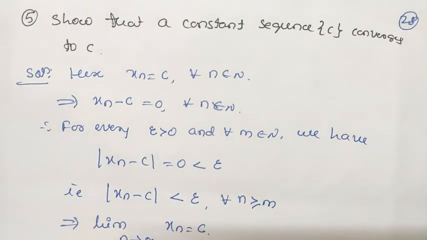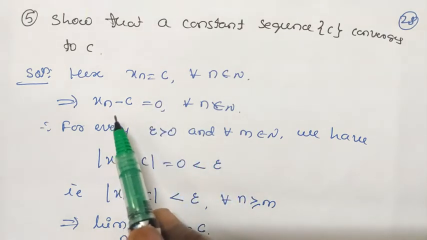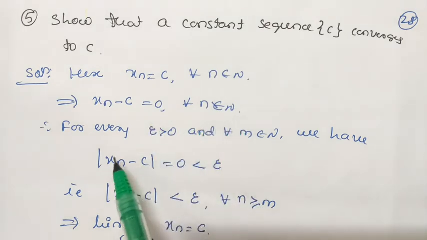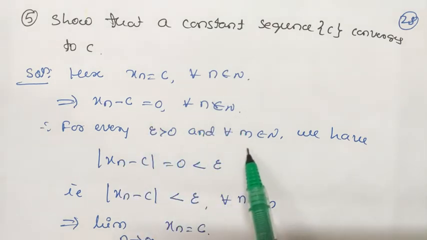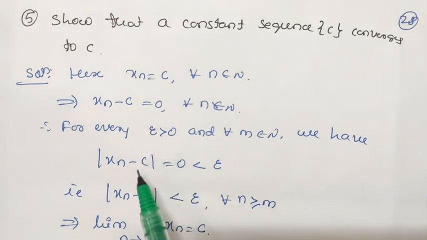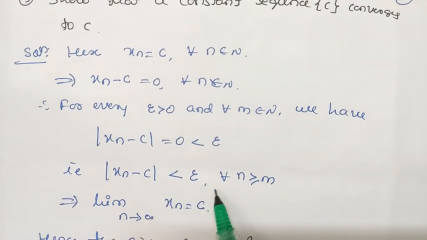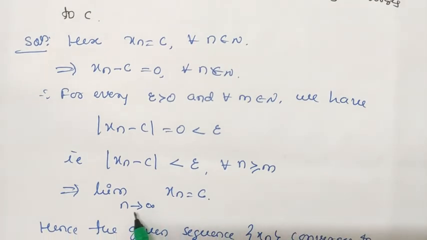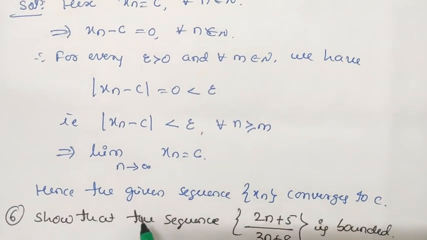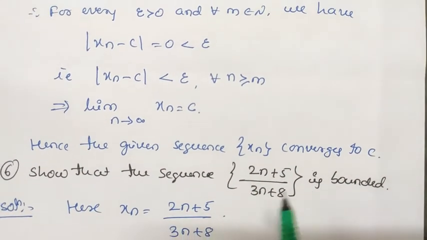Show that a constant sequence converges to c. Here xn is c for all n belongs to N. So take c on this side, xn minus c is equal to 0 for all n belongs to N. For every epsilon greater than 0 and for all n belongs to N, we have mod xn minus c is equal to 0, which is less than epsilon because epsilon is greater than 0. So now mod xn minus c is less than epsilon for all n greater than or equal to m. If you apply the definition, mod xn minus l is less than epsilon implies limit as n tends to infinity, xn is equal to l. So here limit as n tends to infinity, xn is equal to c. Hence the given sequence xn converges to c.